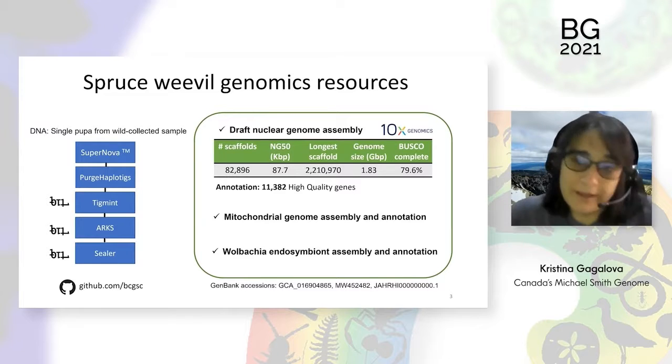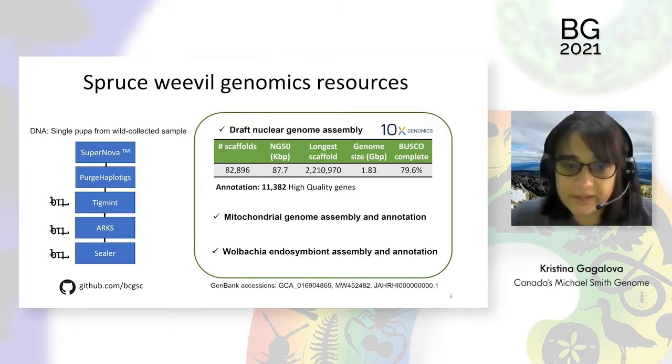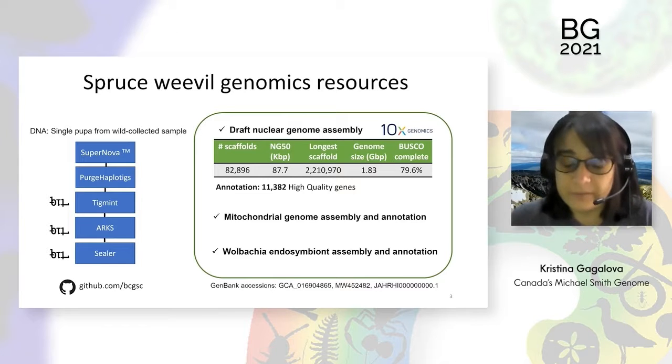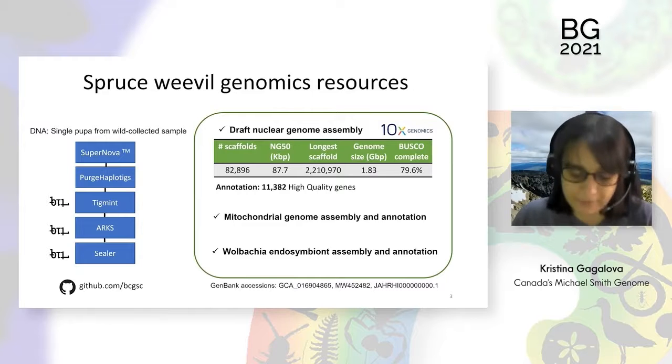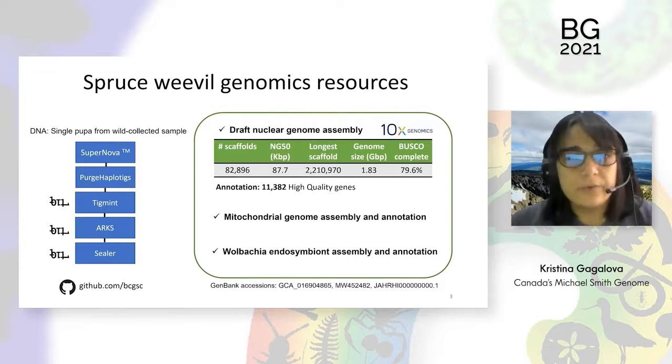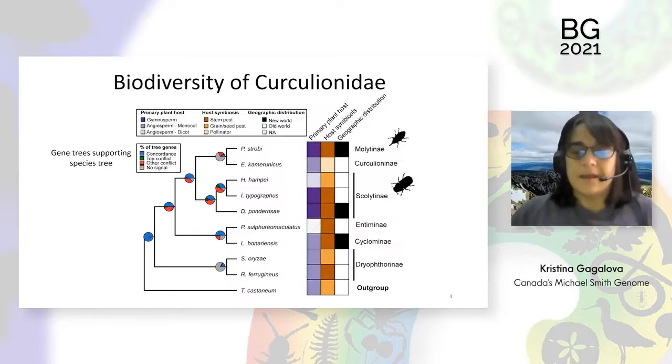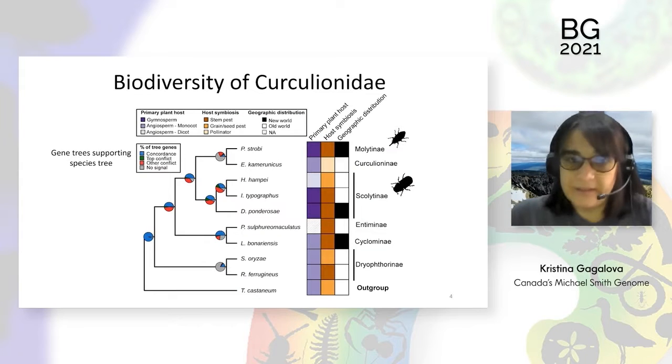My colleagues also assembled the mitochondrial genome and did the annotation. And we found a significant amount of reads from the genomic sample of Wolbachia, which is an endosymbiont of the spruce weevil. We were able to assemble the genome of the Wolbachia too. All the resources that I'm listing here today are publicly available, and you can download them and use them for comparative genomics.